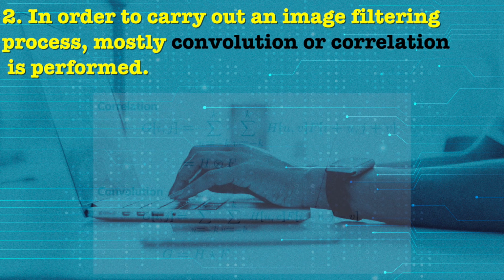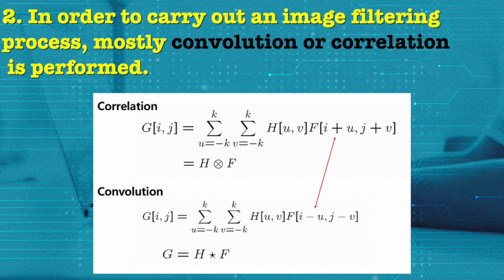In order to carry out this process, you can use either convolution or a similar operation called correlation. The difference between convolution and correlation is that in convolution we have to take the conjugate of the image or the filter, but in correlation the conjugate is not required.